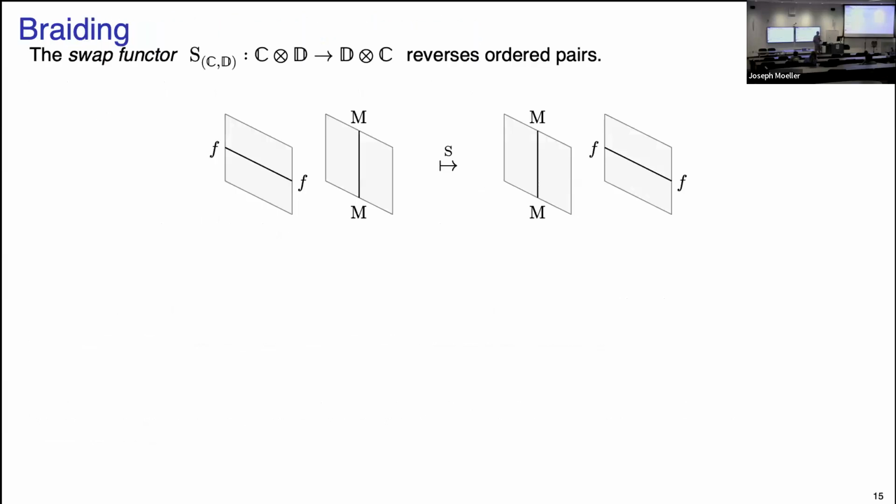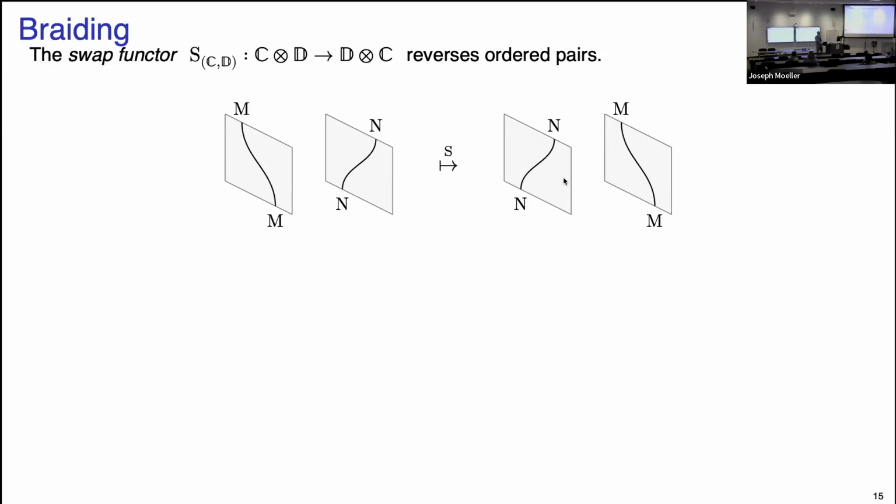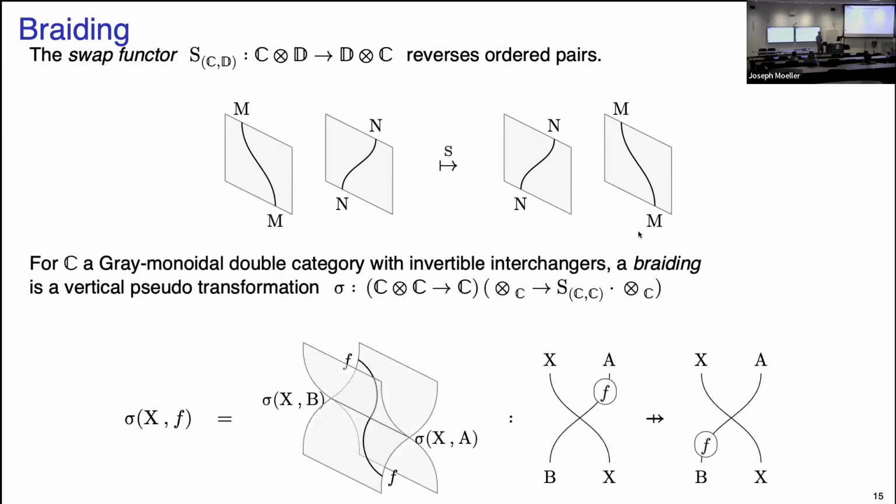Okay, so now let's try to get up to the symmetric stuff. In order to do that, we need braiding. In order to get braiding, we need a swap functor. So a swap functor just takes a Gray-ordered pair double category and reverses the factors. So here it turns this cell into this cell, turns this cell into this cell, and so on. You should notice that it's doing something to the interchangers. For example, here it's turning this op-lax interchanger into a lax one.